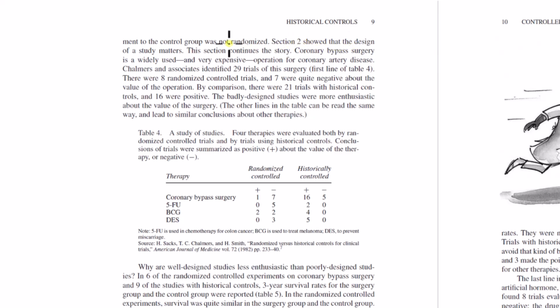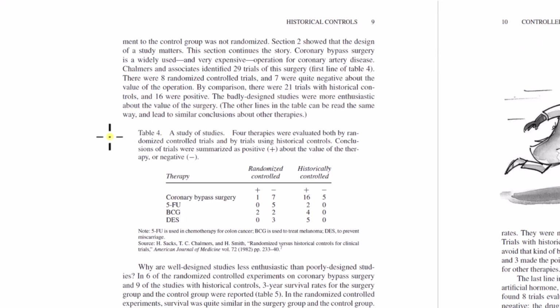Section 2 showed that the design of a study matters. This section continues the story. Coronary bypass surgery is a widely used and very expensive operation for coronary artery disease. Chalmers and Associates identified 29 trials of this surgery. There were 8 randomized controlled trials, and 7 were quite negative about the value of the operation. But by comparison, there were 21 trials with historical controls and 16 were positive. The badly designed studies were more enthusiastic about the value of the surgery.